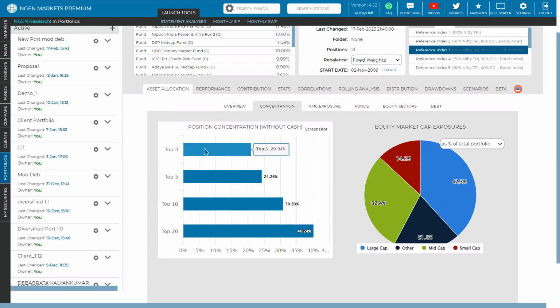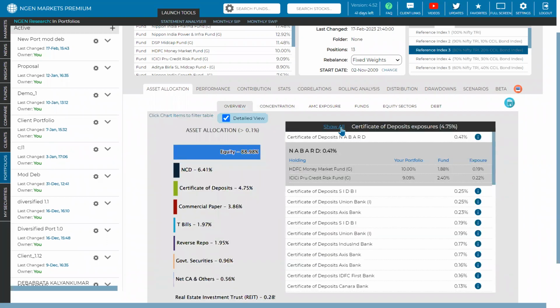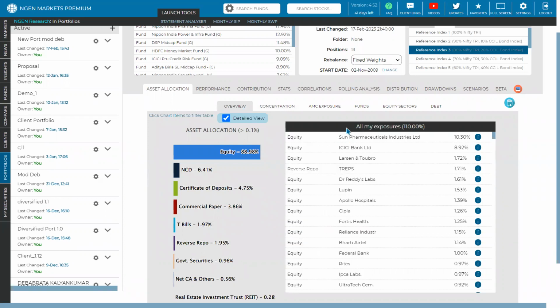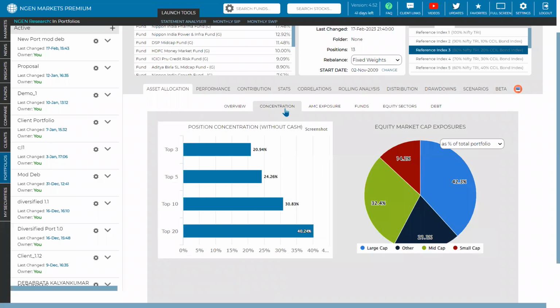So how can you recognize this top three? You can head back to the overview section and click on this show all. When you click on show all, these are the top three exposures. One of the contributors is Sun Pharmaceuticals. The second biggest contributor is ICICI Bank, which includes our direct holding in our entire portfolio, right? And when you see the contribution, yes, 20% of the portfolio is contributed by the top three holdings.